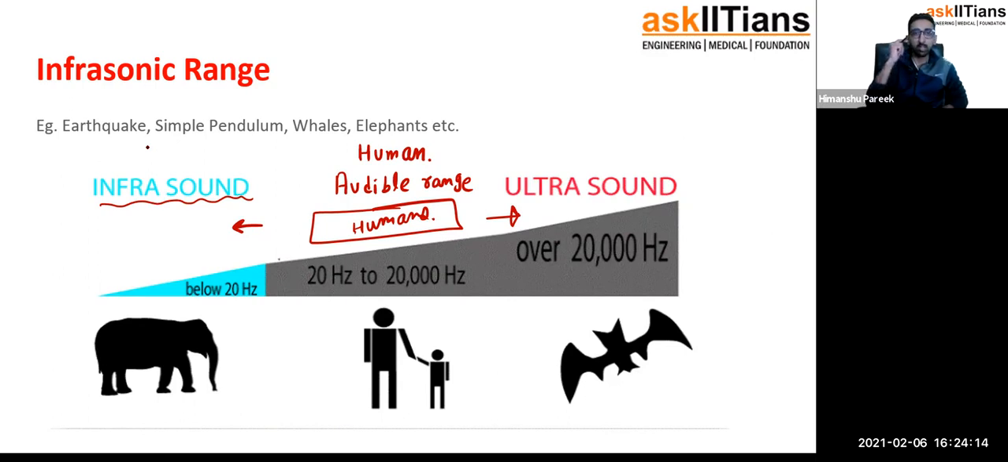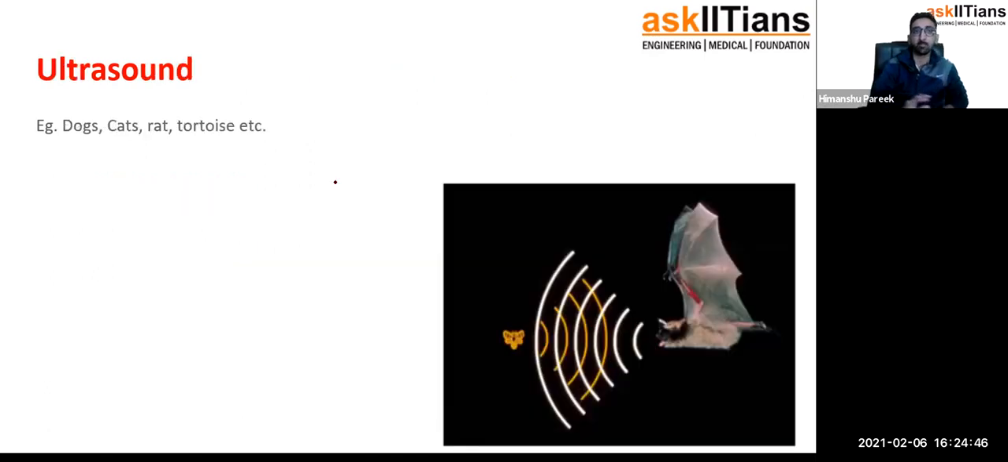Next, I am talking about the example of a simple pendulum. What is a simple pendulum? The one in a wall clock. This simple pendulum is also oscillating, but the number of oscillations it completes in 1 second is very small. That frequency is also very low, so we are not able to hear that as well. That's all about infrasonic, meaning frequency less than 20 hertz, or fewer than 20 vibrations in 1 second.